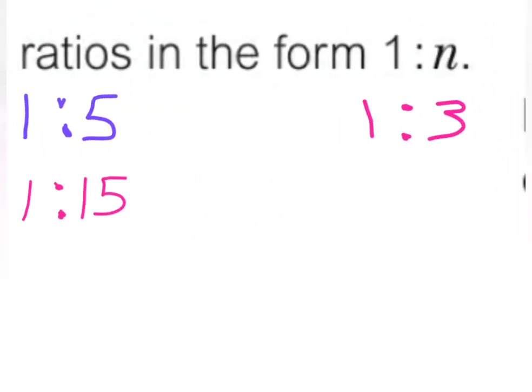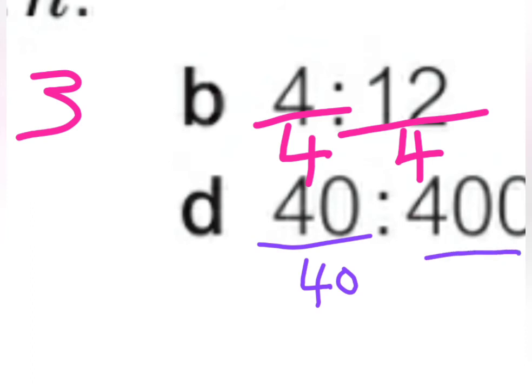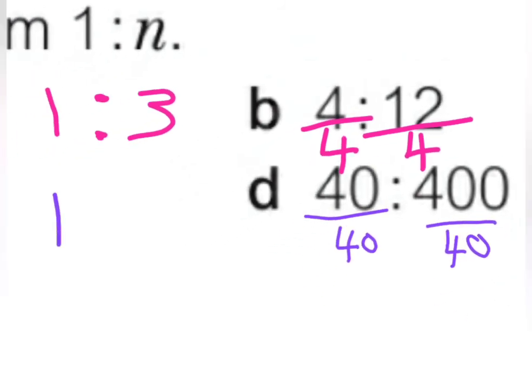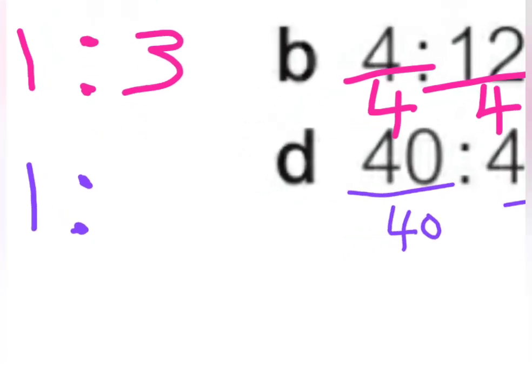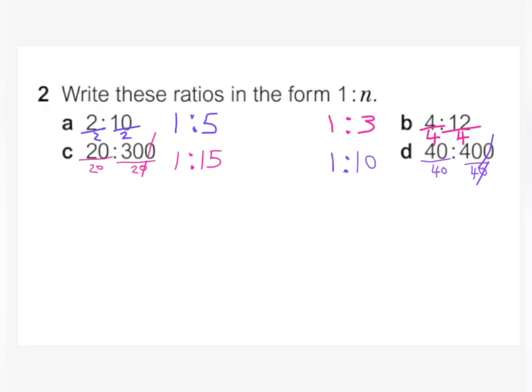Good. And then the last one, D, same idea. We're going to divide by 40 here, and divide by 40 here. The idea is dividing both numbers by the first number to get the ratio in the form of 1 to n. So when you divide 40 by 40, it's going to be 1. Good. And then we put the dots. And then 400 by 40, 0 goes with a 0, and then 40 by 4 is 10. Very good.